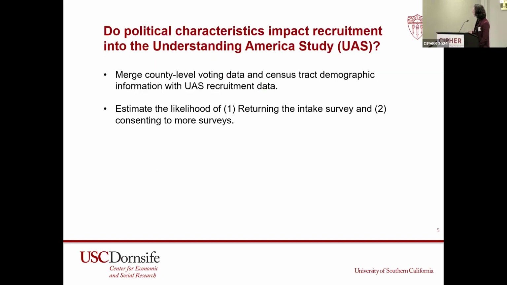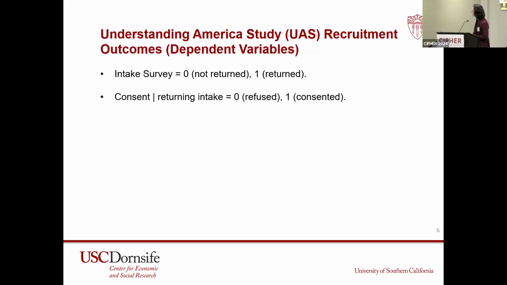So the question here is, do these political characteristics impact recruitment into the study? Basically what I'm doing here is merging county level voting data and census tract demographic information with our recruitment data and estimating the likelihood that someone returns our intake survey, and conditional on returning that intake survey, if they'll consent to more studies. So the two dependent variables here are whether they returned the intake survey or didn't, and then consenting to more surveys conditional on having returned the intake survey.